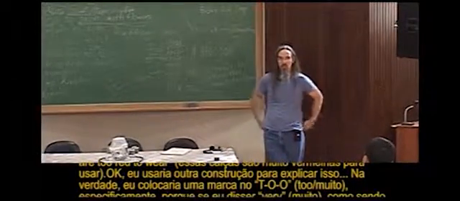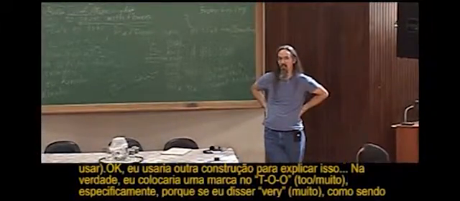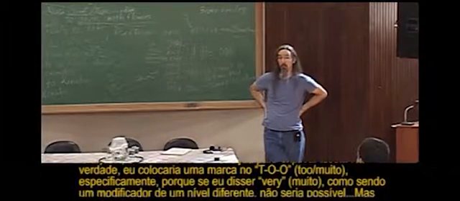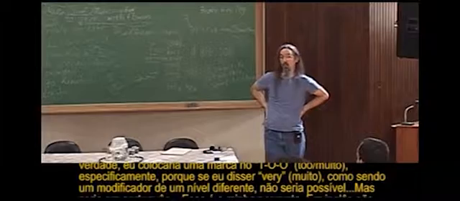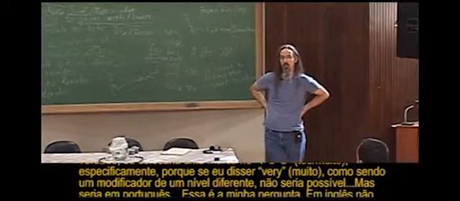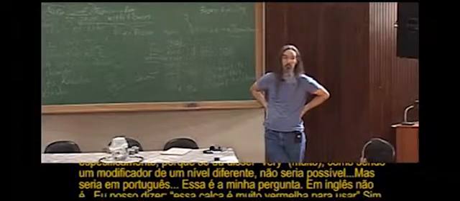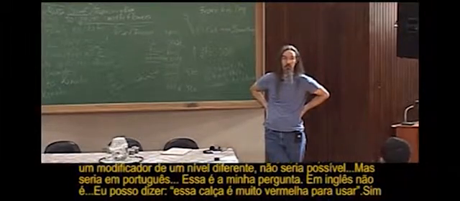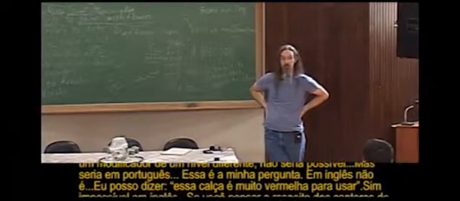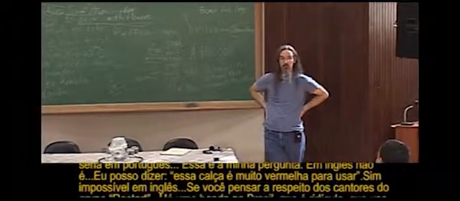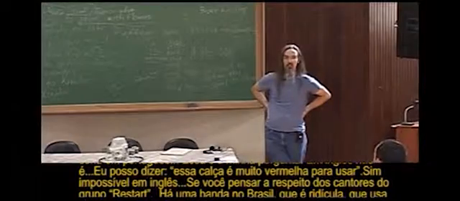Yeah, so okay. I would use a different construction to explain that. And in fact, I would pin that on the TOO specifically. Because if I said very as a different degree modifier, it wouldn't be possible. Well, it would be in Portuguese. I see. That's my question. In English, it's not. You could say, essa calça é muito vermelha para usar. Yeah, impossible in English. Okay?